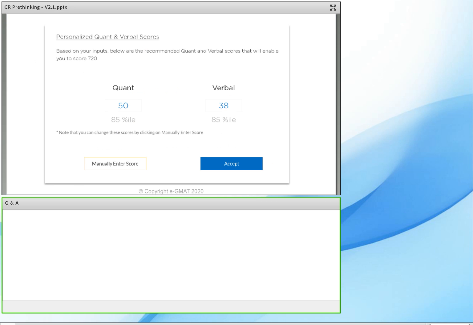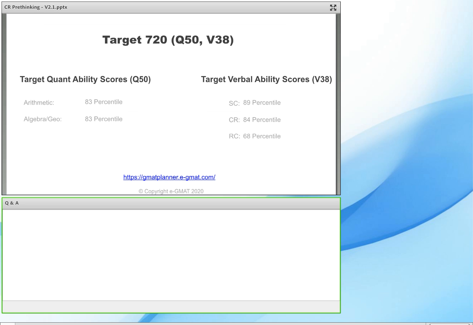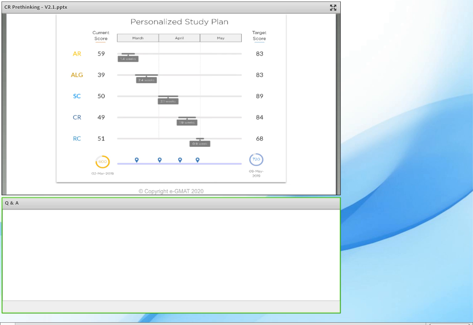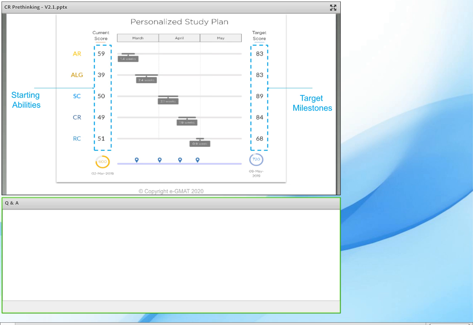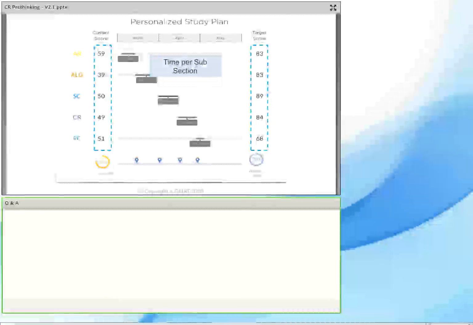It then recommends what should be your target quant and target verbal score. Again, this is something that's done individually for everyone. Someone who had a higher verbal score would probably see this number to be higher if it had a higher starting verbal score, and correspondingly this number would be lower. It then tells you how you should hit that Q50, what arithmetic and algebra percentile you should look at, and what SC, CR, and RC percentile you should look at. It then tells you how long you need to go from your starting percentile to your ending percentile. This is the time per subsection that you see. The starting abilities, target abilities, and time per subsection.